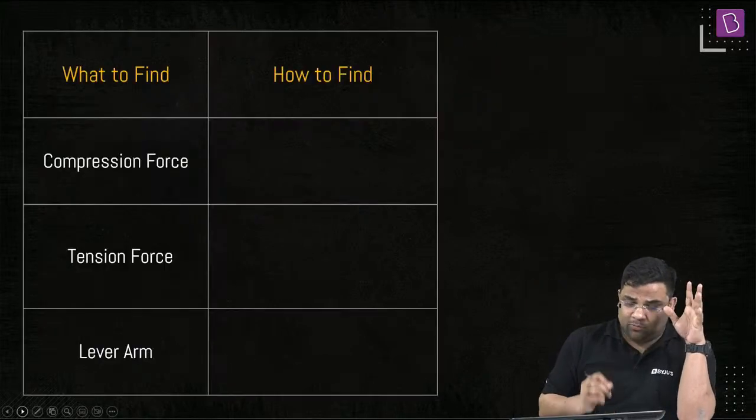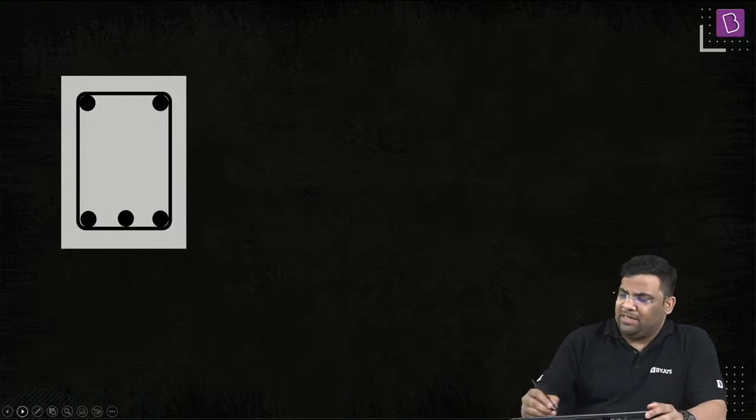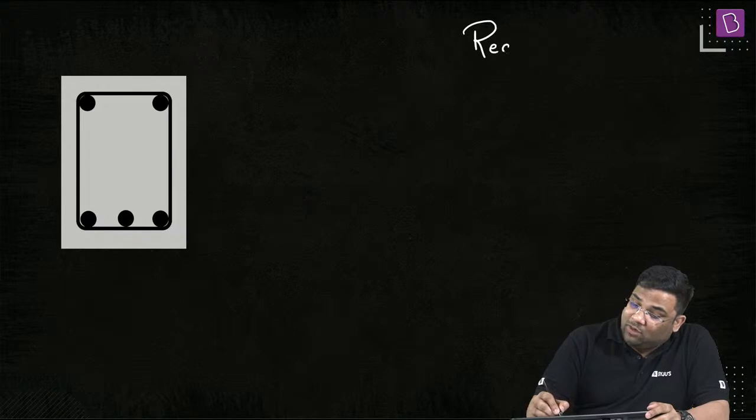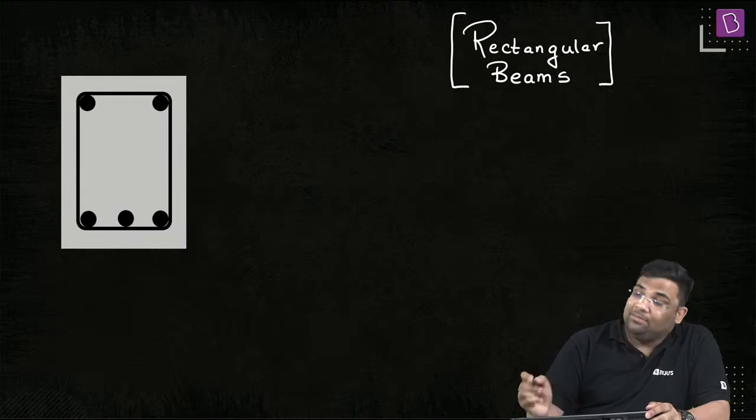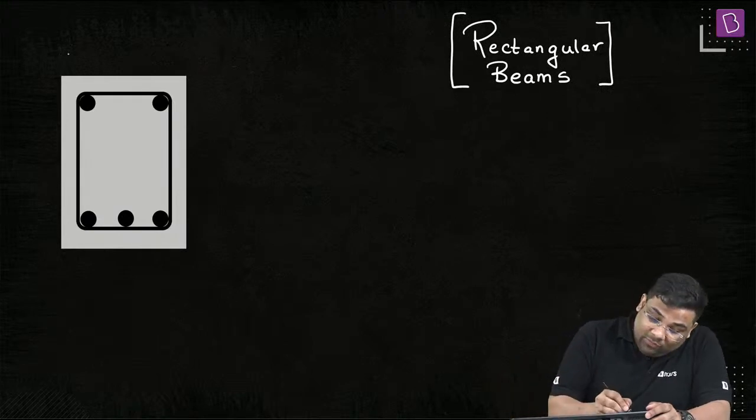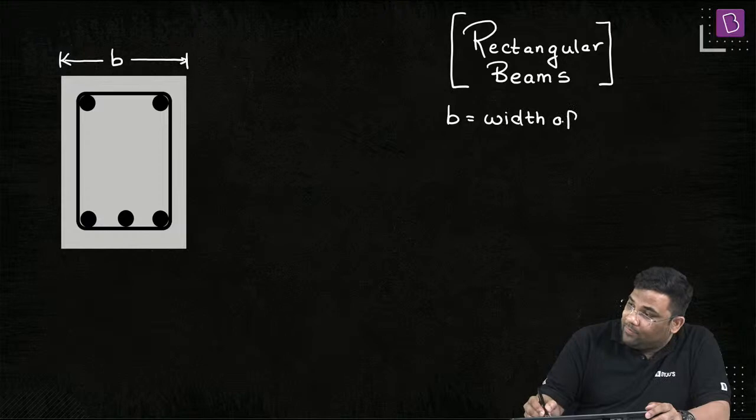Now let us explore more. A rectangular beam, mostly in singly reinforced beams we discuss rectangular beams. Rectangular beams will have a width. So this is B. This B will be the width of the rectangular beam. Okay? Width of rectangular beams.